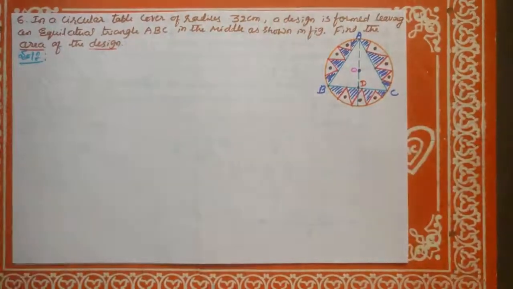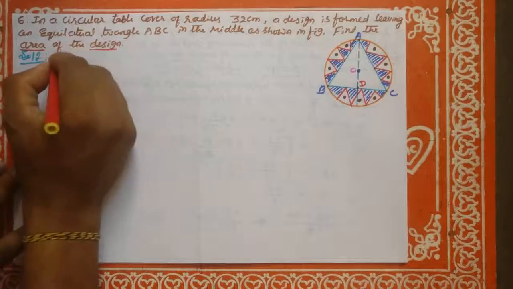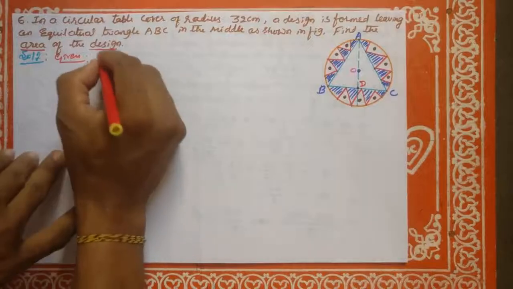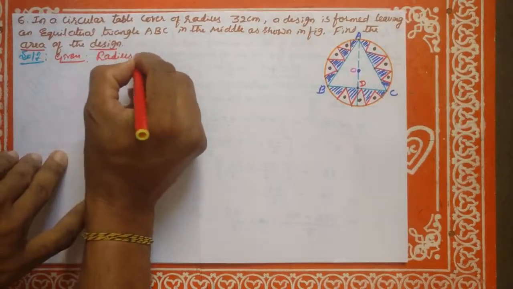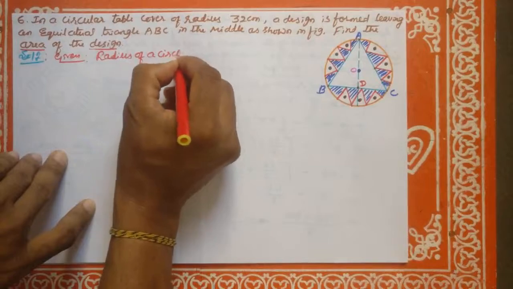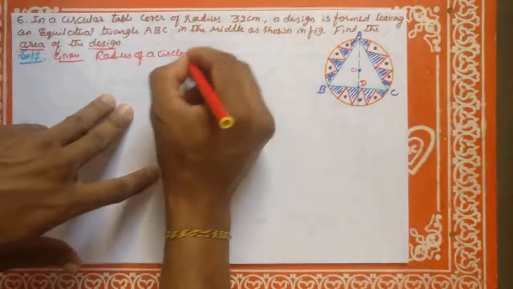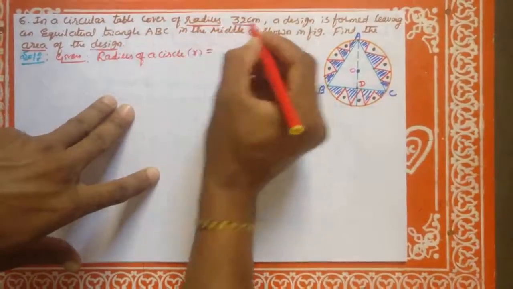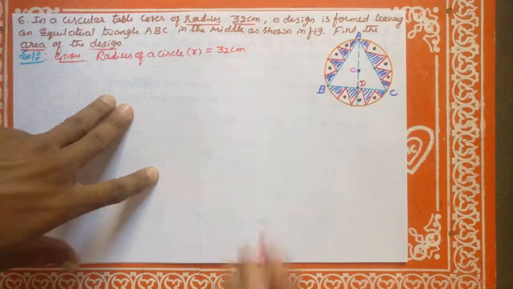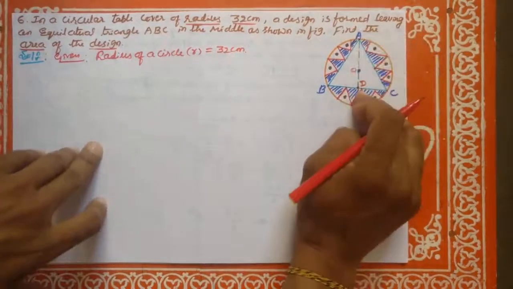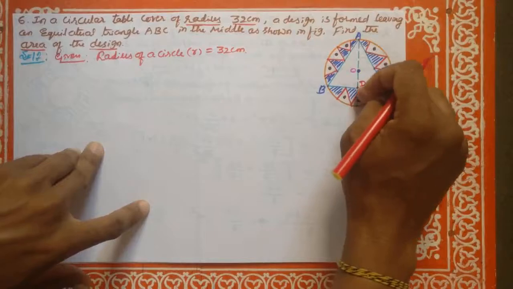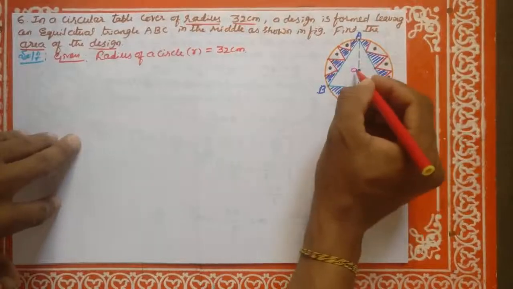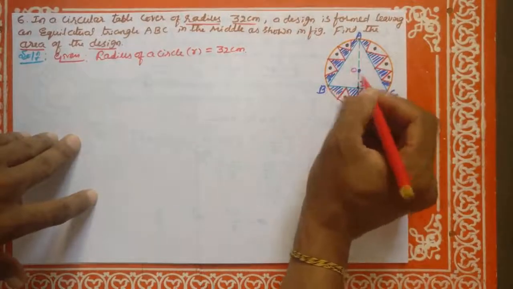Simple. Okay, see here. Given radius of a circle. Radius of a circle is equal to how much centimeter? Here cover a radius 32 centimeter. And here we have to construct. AD is the median. They will not give here, we have to construct. Radius is equal to 32 centimeter, that is OA is equal to OB is equal to OC.